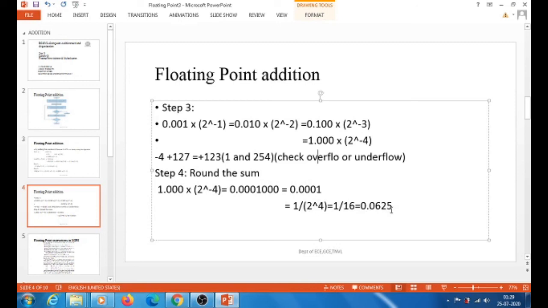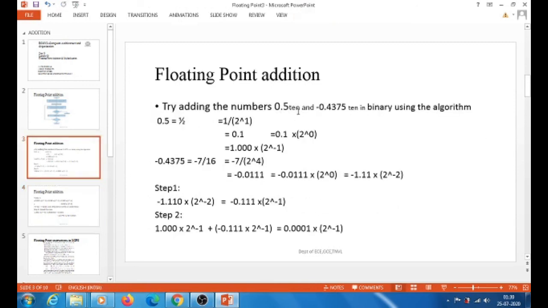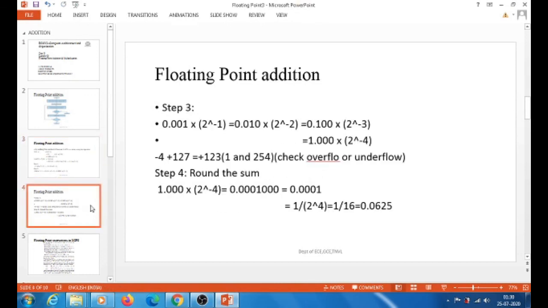So this is the actual sum which we need to get by adding 0.5 to the base 10 and minus 0.4375 to the base 10. So the addition has been performed and the result has been obtained by applying this floating point algorithm.